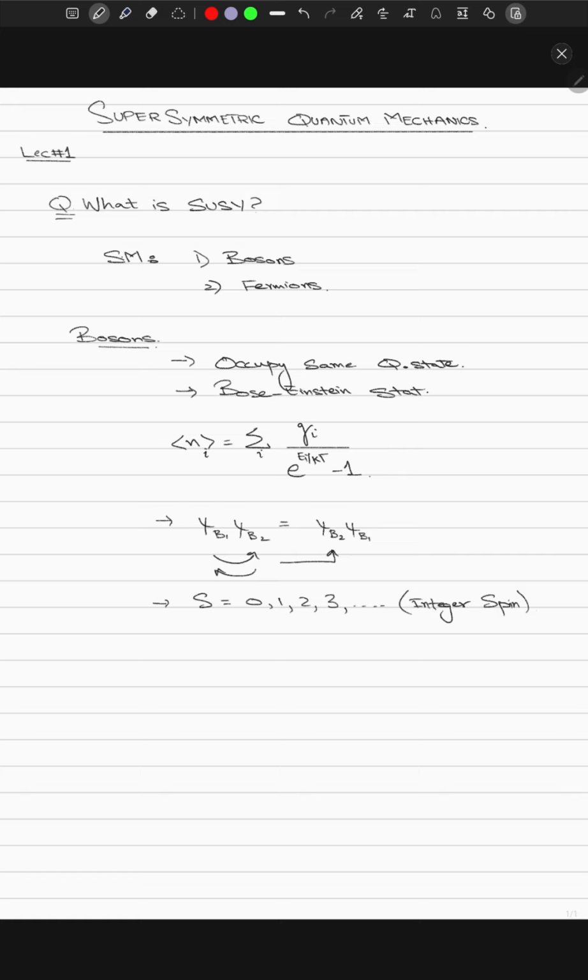And we also know another thing about bosons, that they have integer spin, right? So if I were to write spins for bosons, it could be 0, 1, 2, 3, and so on. This is integer spin. Now, a very popular example of a boson is the photon. So a photon is a boson. Let's not get into the gory details of what bosons are. I would expect that you already know about this.